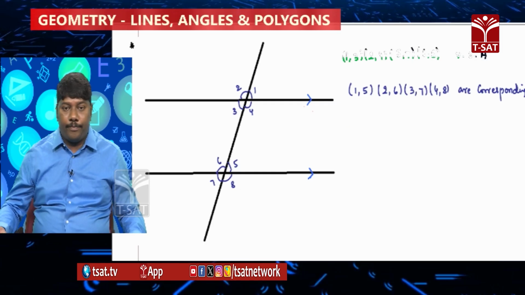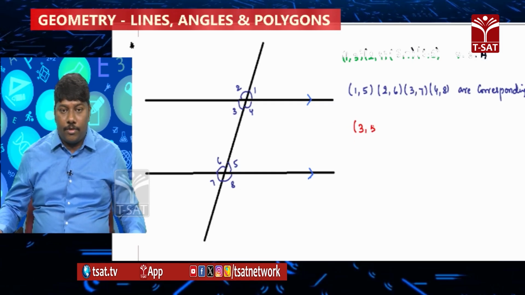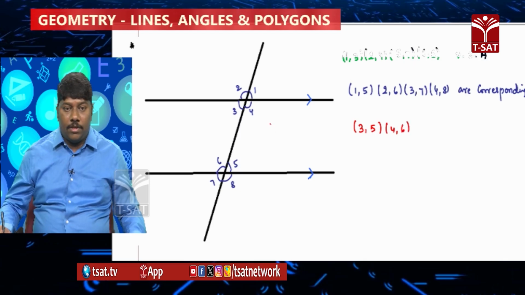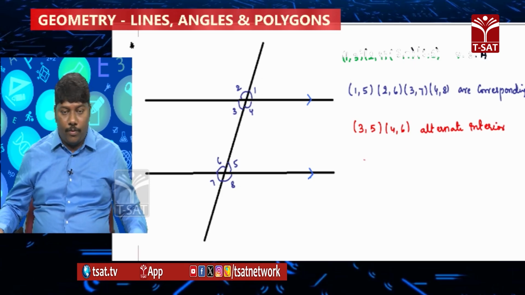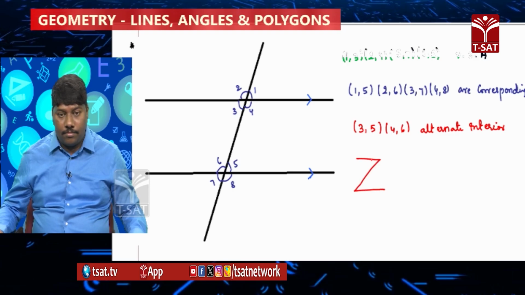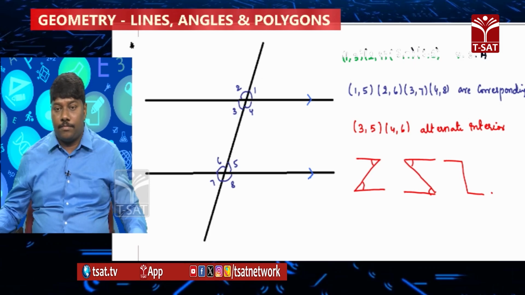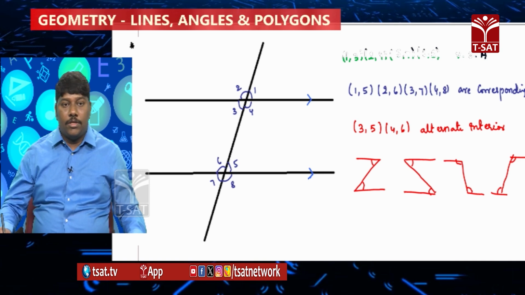Now, look at angle 3 and 5, angle 4 and 6. You call them alternate interior angles. These alternate interior angles are also equal. It can be in the shape of Z, like this, inverted Z, extended bit, it can be in any of these four shapes. So these are all alternate interior angles.